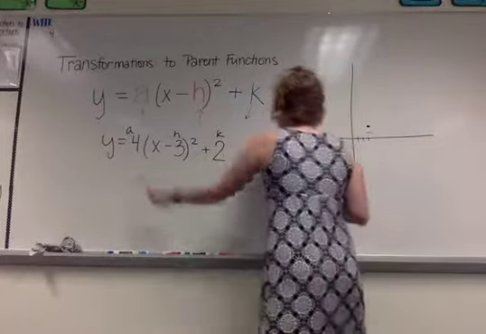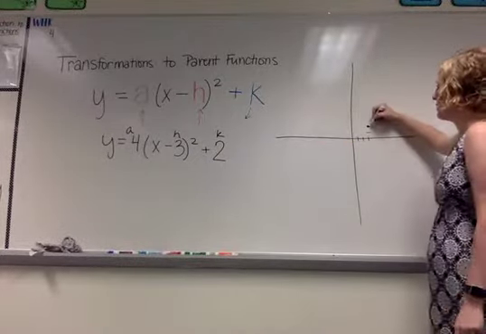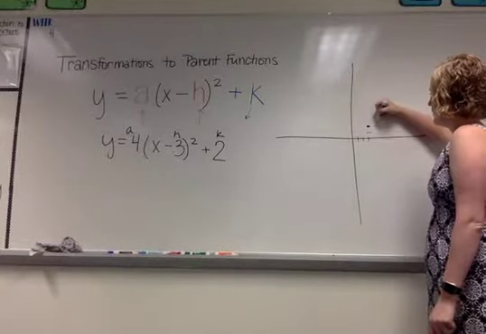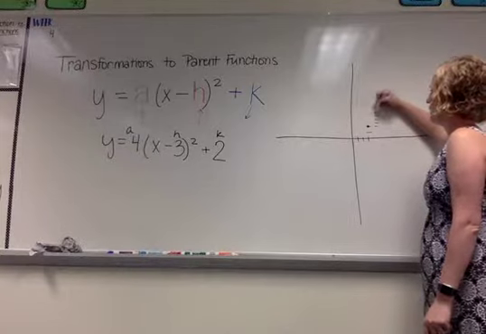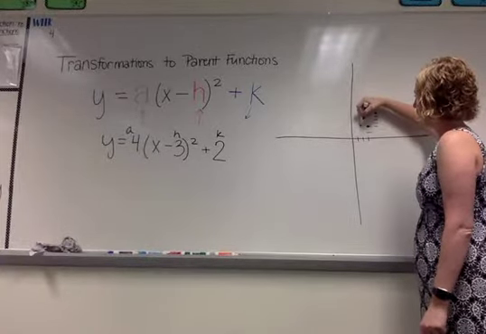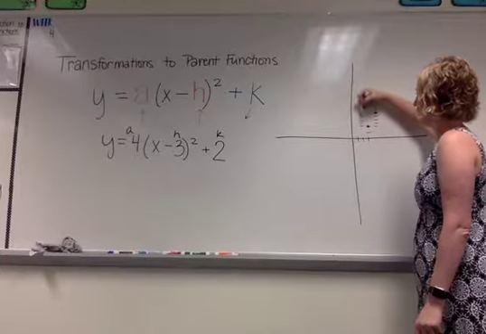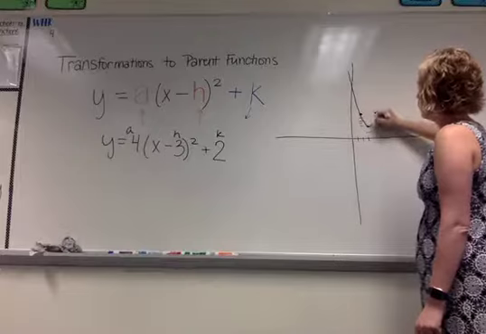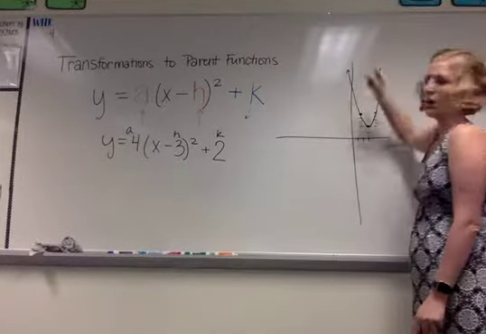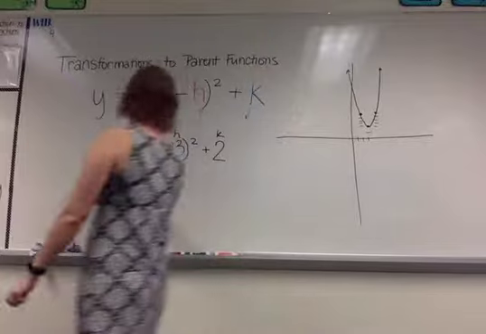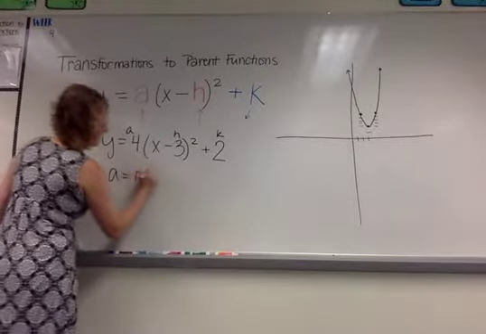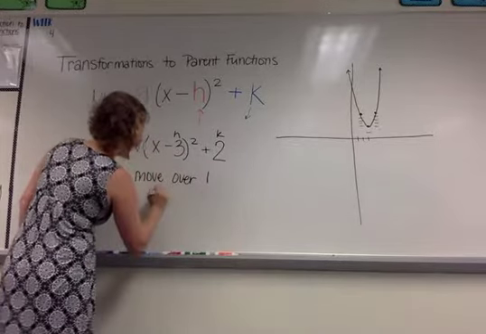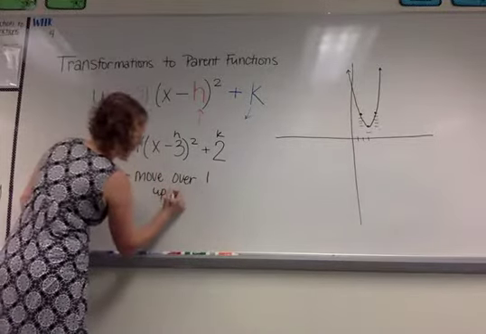And then the a, you always going to want to go by 1. So I'm going to move over 1, and I'm going to move up 4. So over 1, and then 1, 2, 3, 4. And then again on the other side. Over 1, up 1, 2, 3, 4. Notice it got really skinny. So you probably want to write yourself a little side note for your a value. Move over 1 and up whatever the a value is.